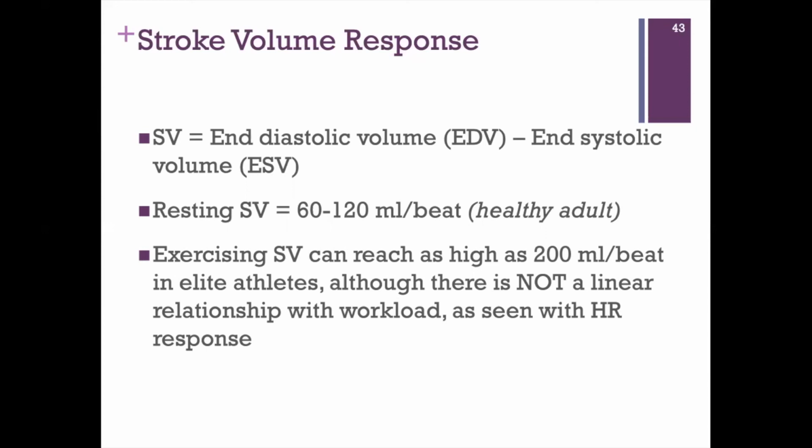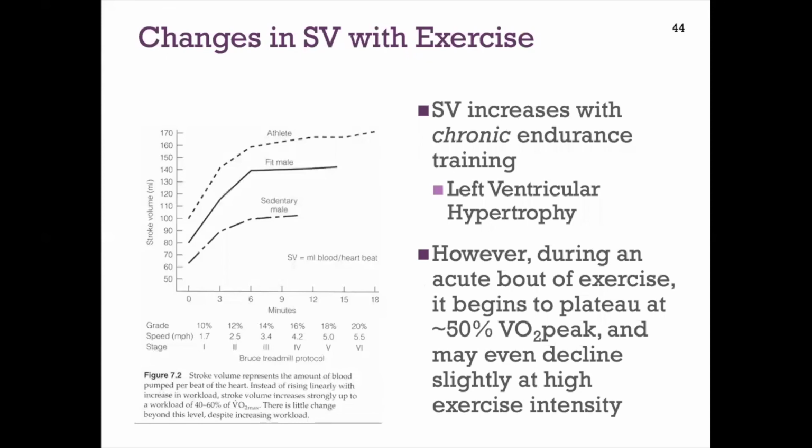Resting stroke volume is usually around 60 to 120 milliliters per beat in our healthy adults. That's usually how much stroke volume we will have. When we're exercising, stroke volume can reach as high as about 200 milliliters per beat in our elite athletes, but there's not a linear relationship that we can see with heart rate response. So, for instance, when we increase our workload, we will increase our heart rate, and that travels together linearly. That's not the case with stroke volume.